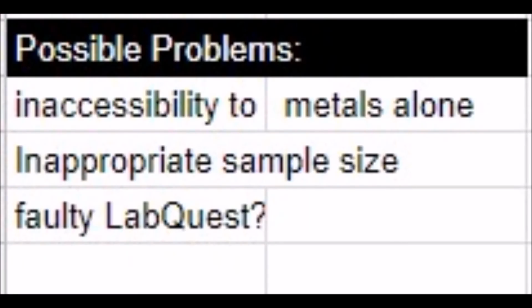Limitations of the experiment involved the usage of the metals alone being inaccessible, as well as the fact that we were also limited not being able to use enough salt in the water, or to make the water completely soluble, which can be fixed with larger sample sizes and areas. Some avoidable errors could include an incorrect environment for testing conductivity, as well as a faulty LabQuest.